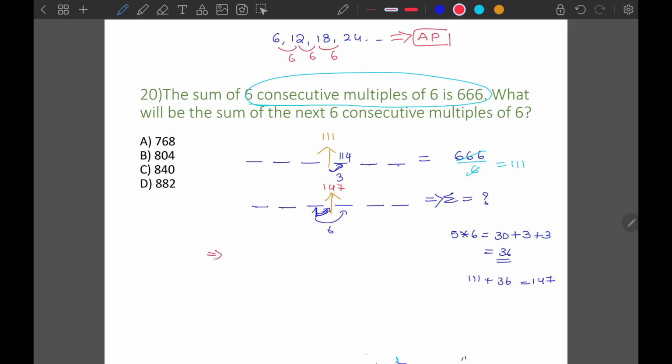Now, the direct formula: 147 equals sum of all observations divided by 6, so sum equals 147 into 6. So 882 is the answer. So option D. I hope this question also excited you. And let us go to solve the next question.